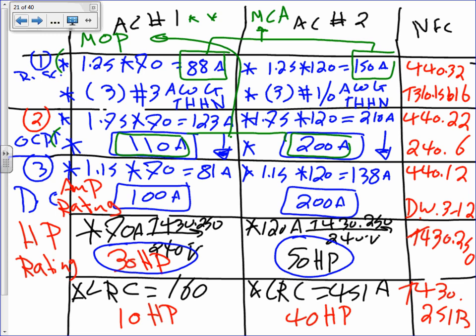They want the disconnect, guys, to be able to interrupt the inrush. If the motor is stalled and burning, say I plug in the motor and it stalls and burns, I need to be able to come in here and unplug it without it blowing up in my face. That's why they use the locked rotor current.